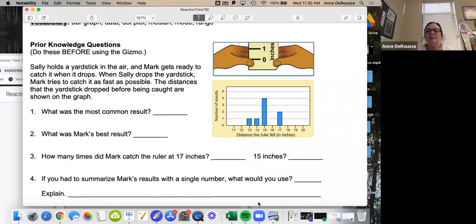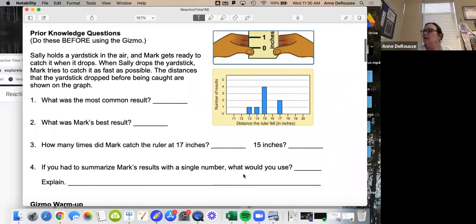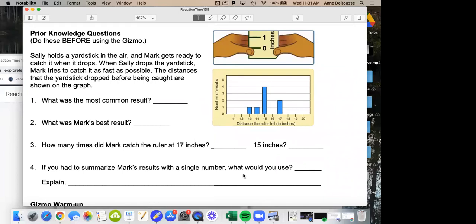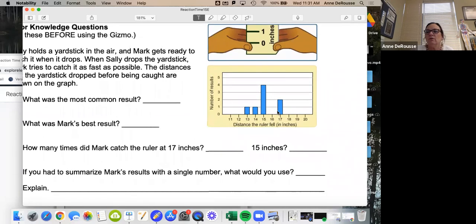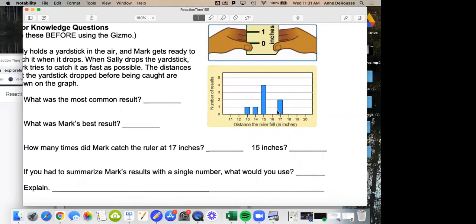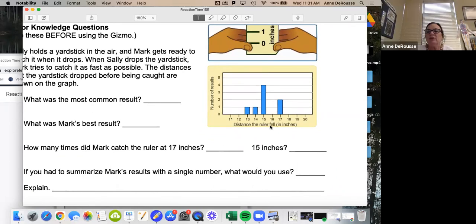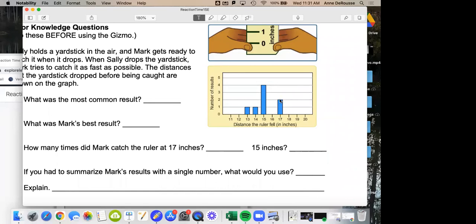How many times did he catch the ruler at 17 inches? Seth? Once. Nope. Are you on this page? Yeah, with the graph. Right. So how many times did he catch it? 17 times. Oh, I thought you said 15.